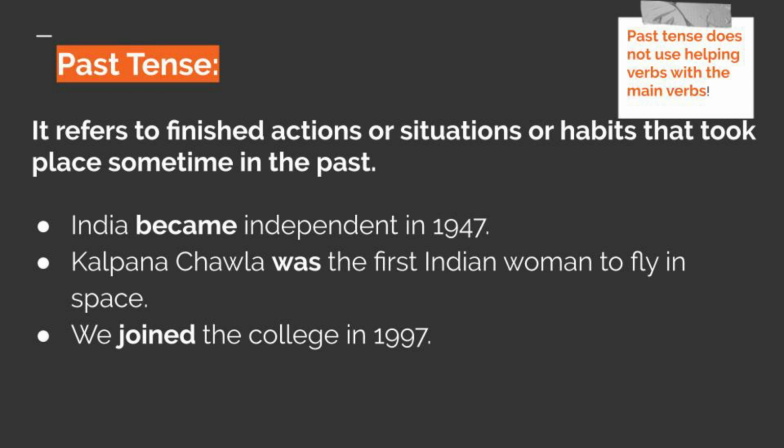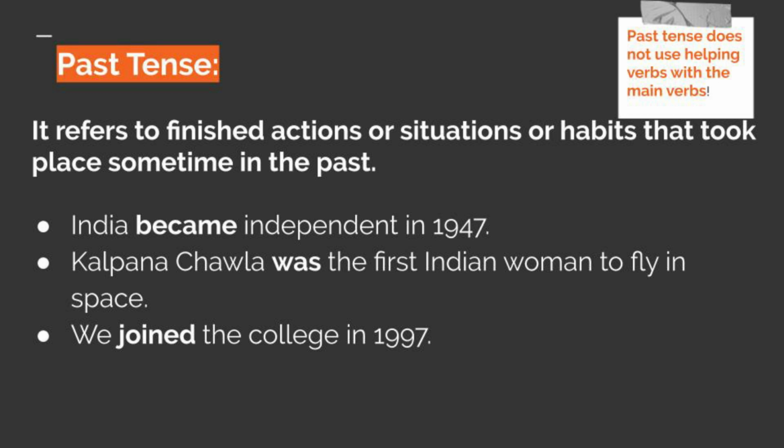Then look at the next example. Kalpana Chawla. The name Kalpana Chawla itself brings goosebumps. Yes? Kalpana Chawla was the first Indian woman to fly in space. Then we joined the college in 1997. What do you see? Now I think you can find out the verbs. Yes? The words which are in bold are the verbs.